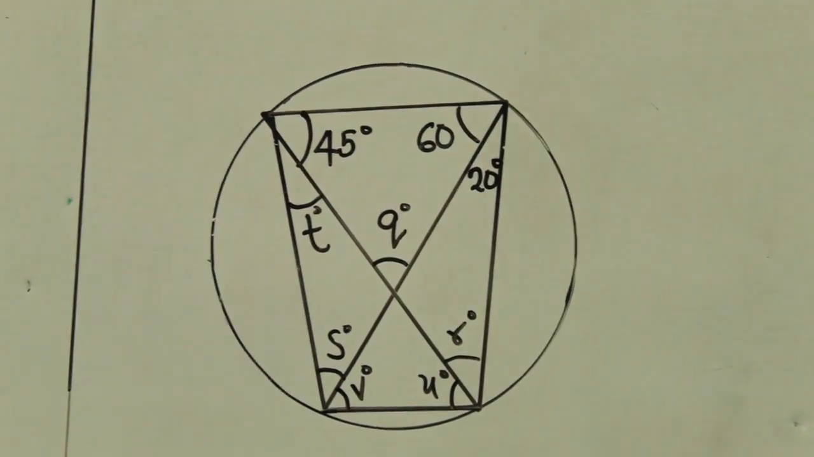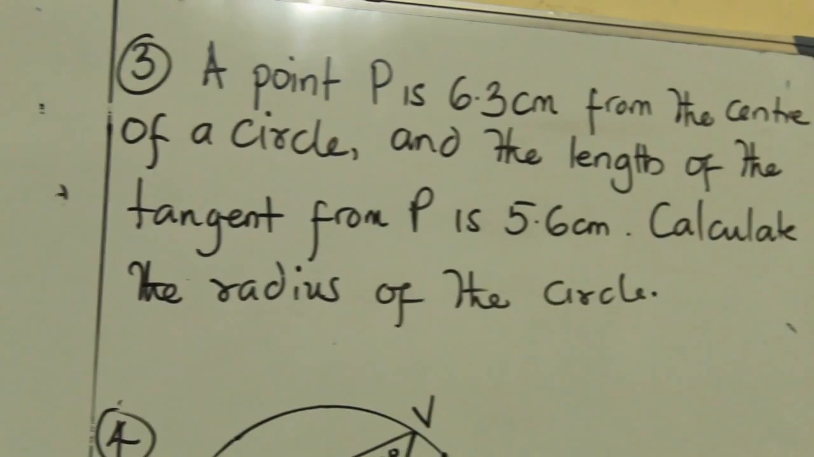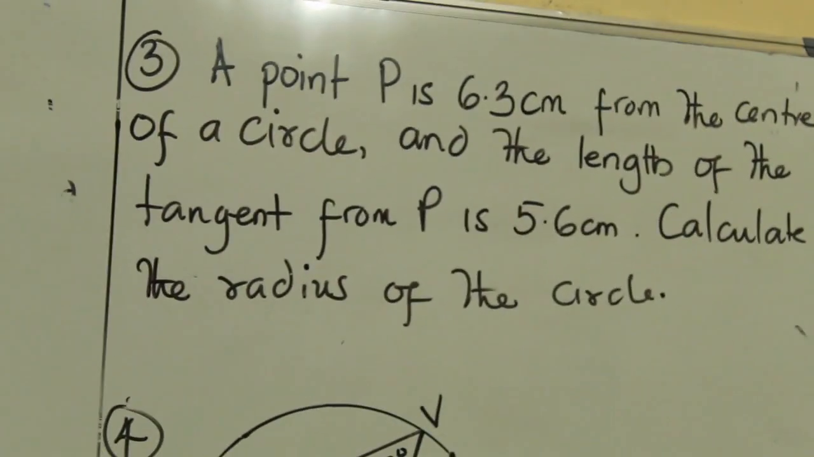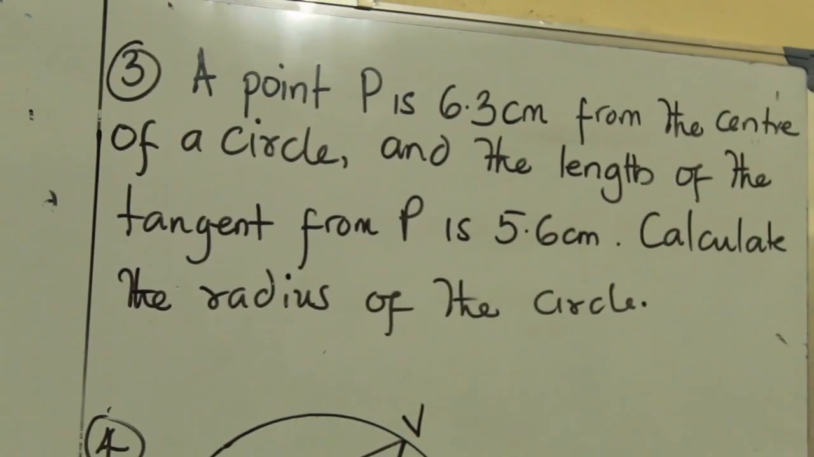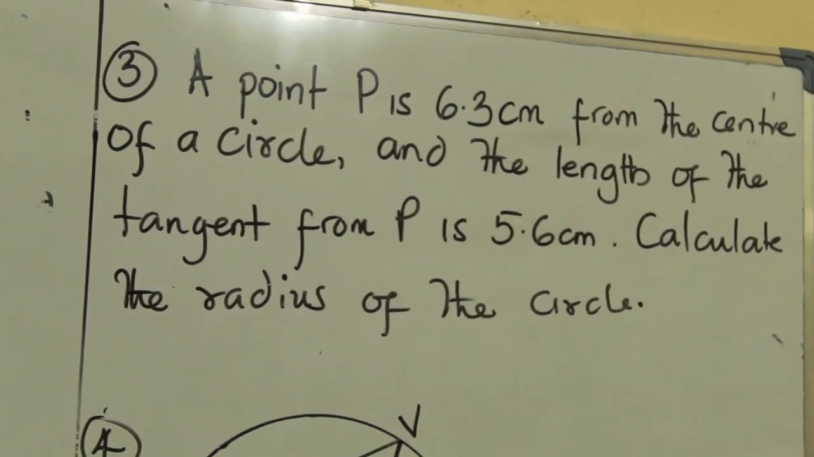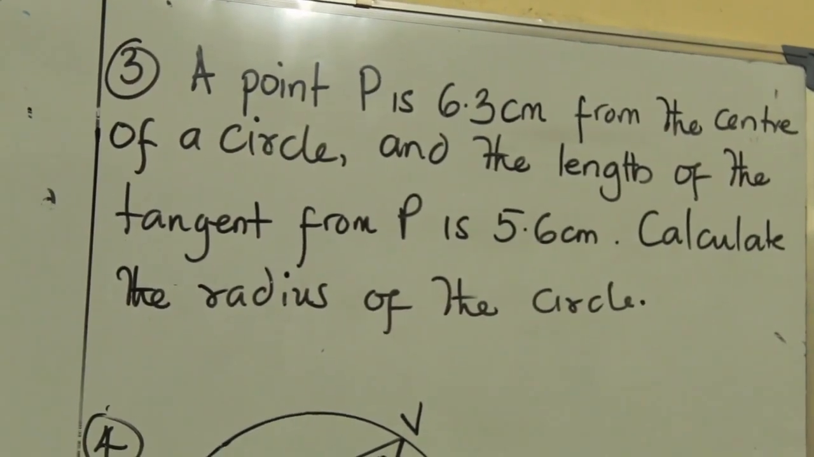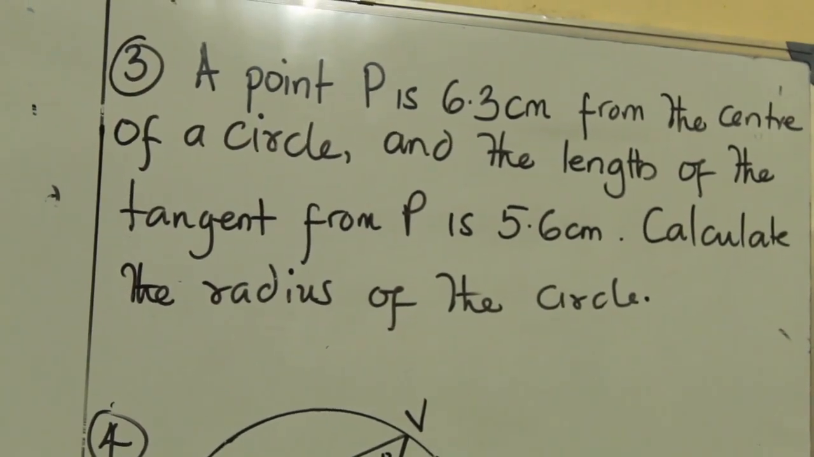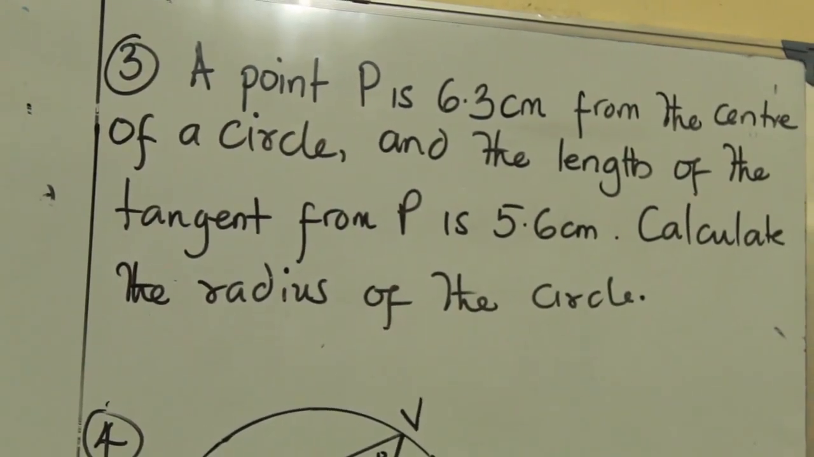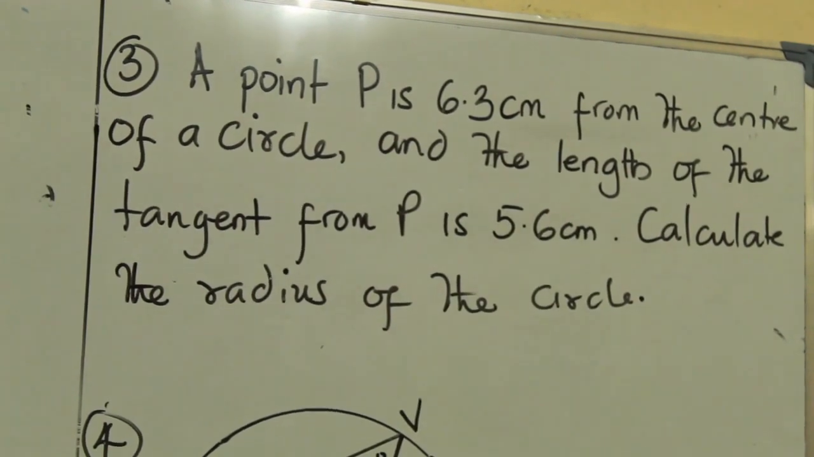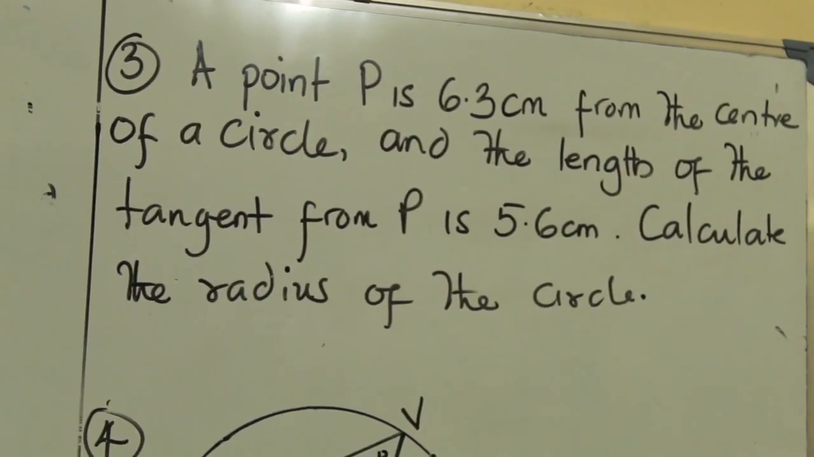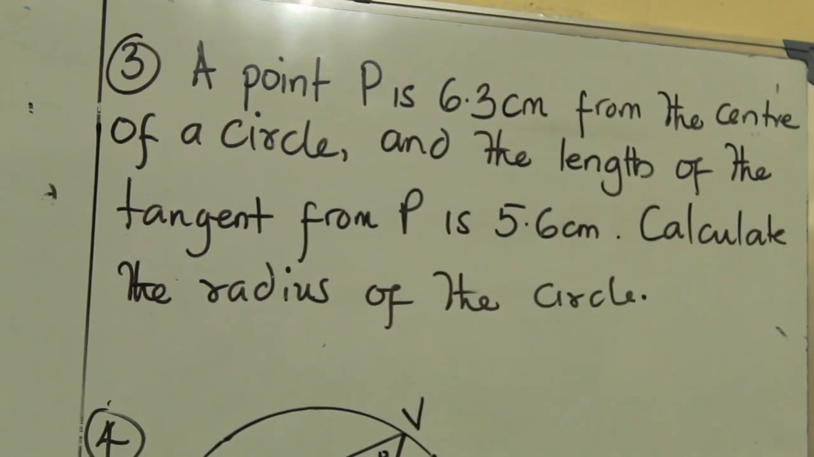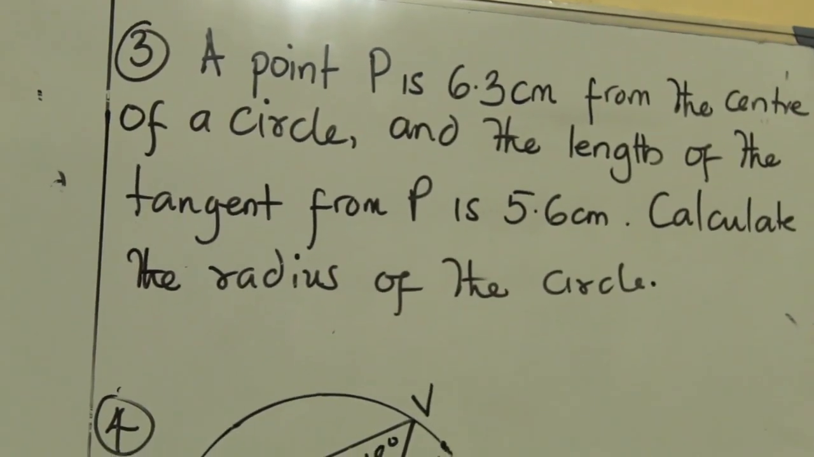The third one says a point P is 6.3 centimeters from the center of a circle, and the length of the tangent from P is 5.6 centimeters. Calculate the radius of the circle.